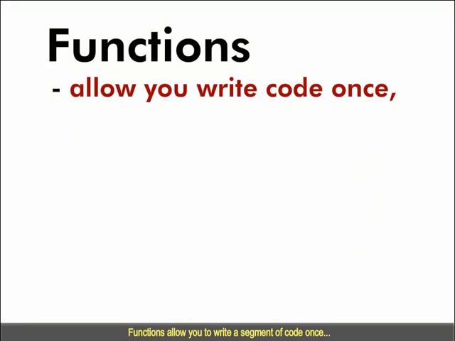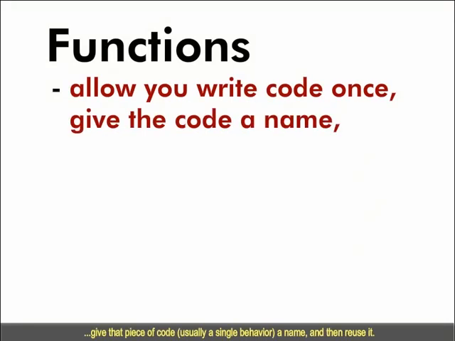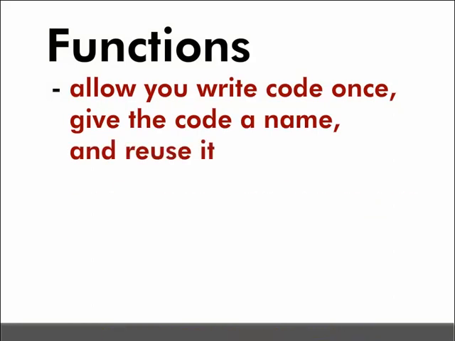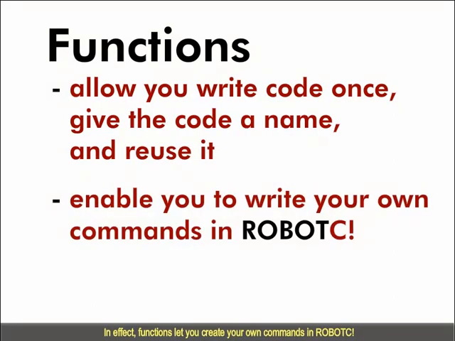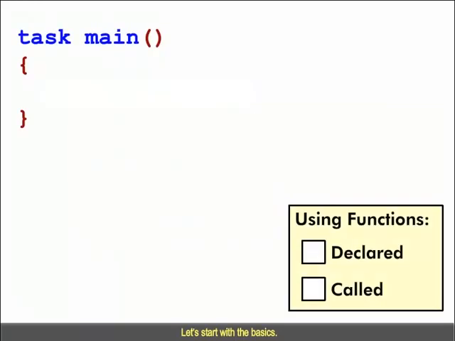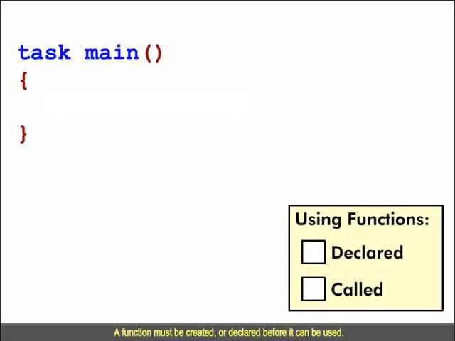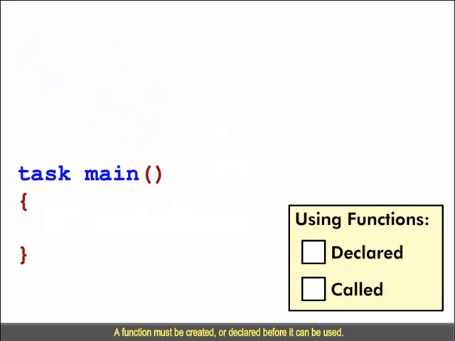Functions allow you to write a segment of code once, give that piece of code, usually a single behavior, a name, and then reuse it. In effect, functions let you create your own commands in Robot C. Let's start with the basics. A function must be created or declared before it can be used.